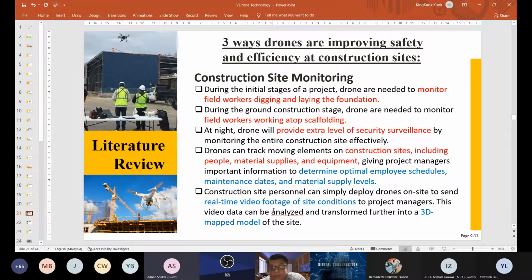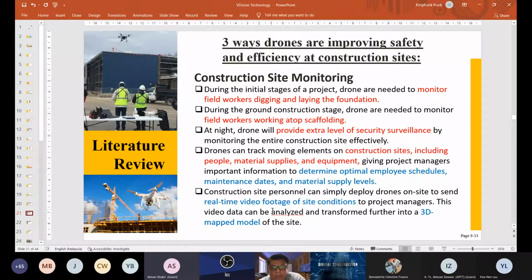During the construction period, the drone can be used to monitor the field workers while they are digging and laying the foundations. It can monitor the field workers atop the scaffolding. At night, the drone also provides an extra level of security surveillance by monitoring the entire construction site effectively, meaning it can serve as CCTV on site during night time. It can also track moving elements on the construction site, such as people, materials, and equipment.